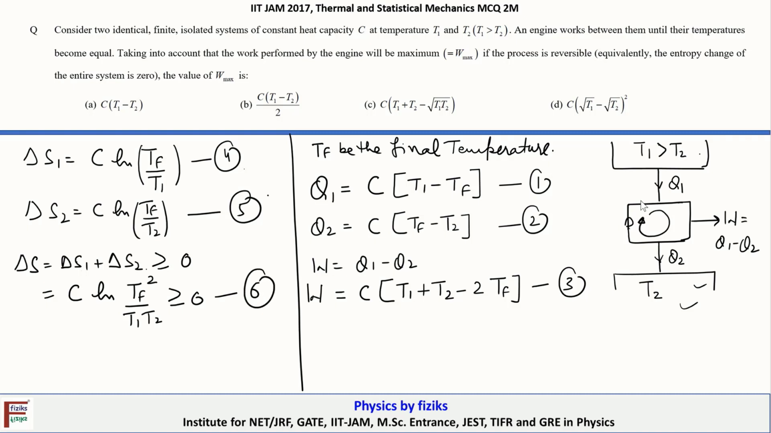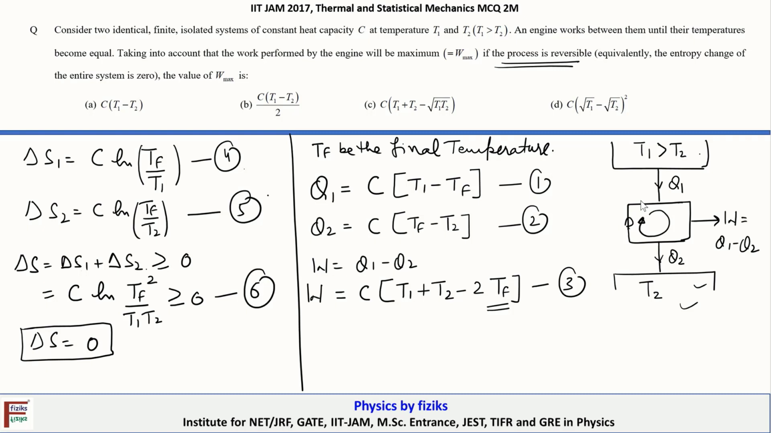Okay, now we want to maximize the W here in equation 3. For that we need the value of TF to be as small as possible, and that minimum value is determined from this equation here. The minimum value of TF is determined when we equate this delta S to be equal to 0, and that's in fact the result that we should use for the current situation, because it's given that the process is reversible. So for the reversible process, entropy change is going to be 0.